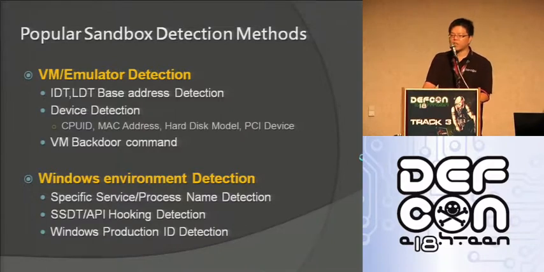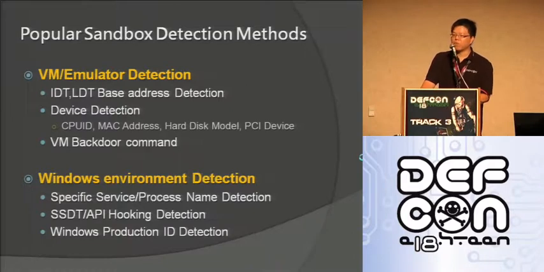They can also check for devices, because devices in VM environments or emulators, for example the CPU IDs, tend to be very unique. The model name tends to be very unique. They also have a very specific PCI device. So if they check against these special hardware specifications, they can recognize whether they are in a VM environment or emulator. And after all, they can also try to launch backdoor commands, because these undocumented backdoor commands are only available when you are inside an emulated environment.